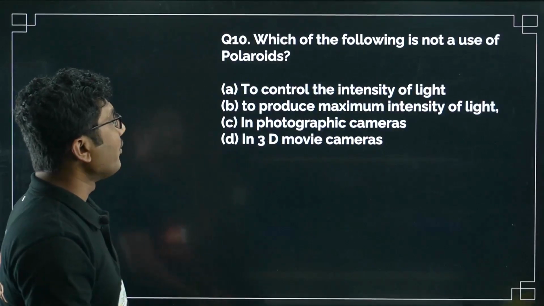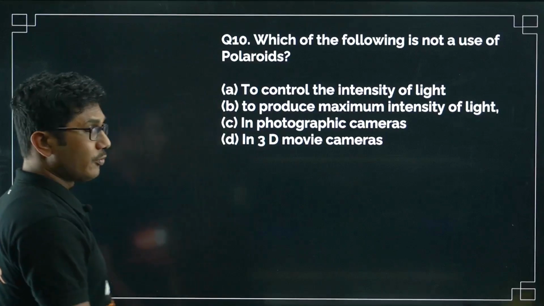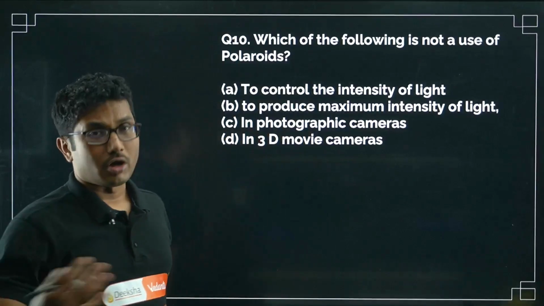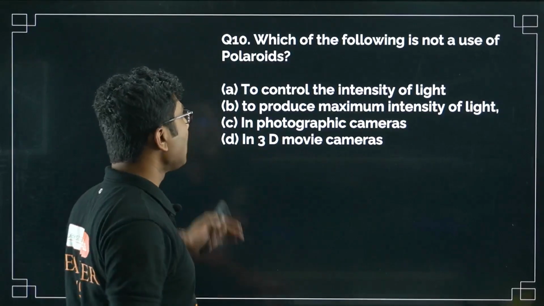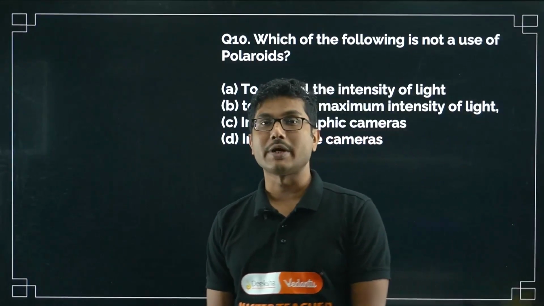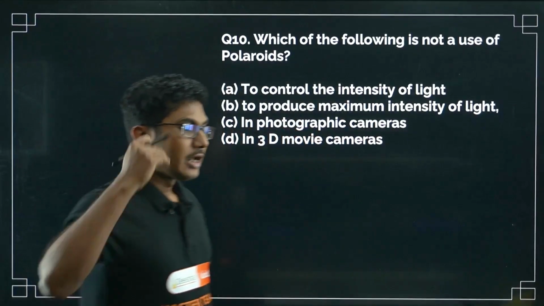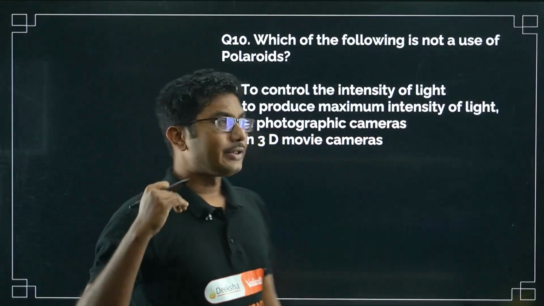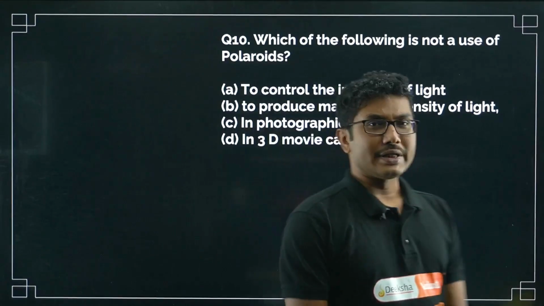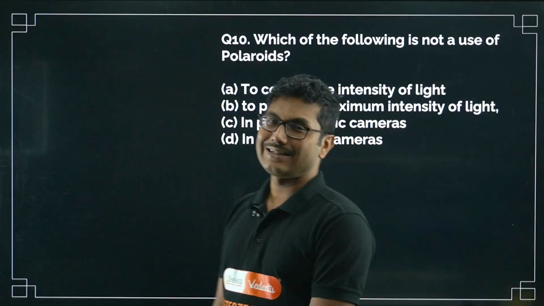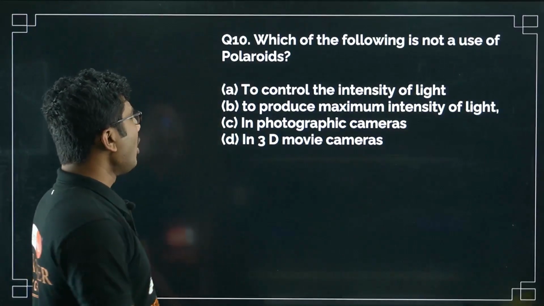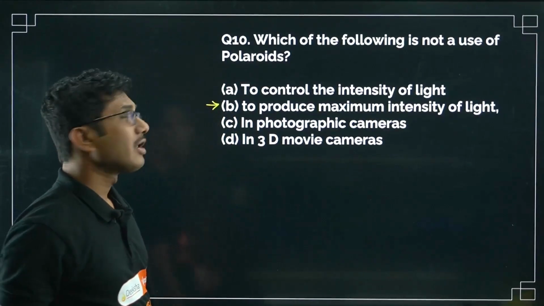Now which of the following is not a use of a Polaroid? Out of the 4 options there must be 3 uses of Polaroids and 1 is not, which we have to identify. So we will discuss all the options. To control the intensity of light, yes, intensity of light can be controlled by using Polaroids. That's why in sunglasses Polaroids are used, so that you don't get the direct sunlight into your eyes. So that is controlling of the intensity. To produce maximum intensity of light, actually it is not correct. Polaroids can always decrease the intensity, it cannot increase the intensity. So maximum intensity is not possible using Polaroid. So to me this is a possible answer, but if you are not sure, let's check the other options.